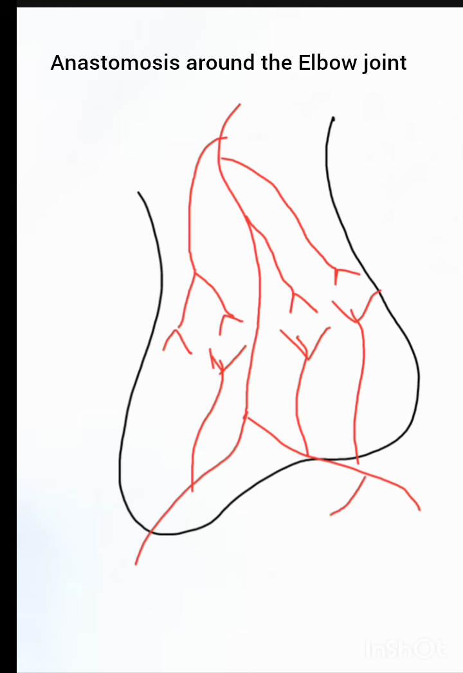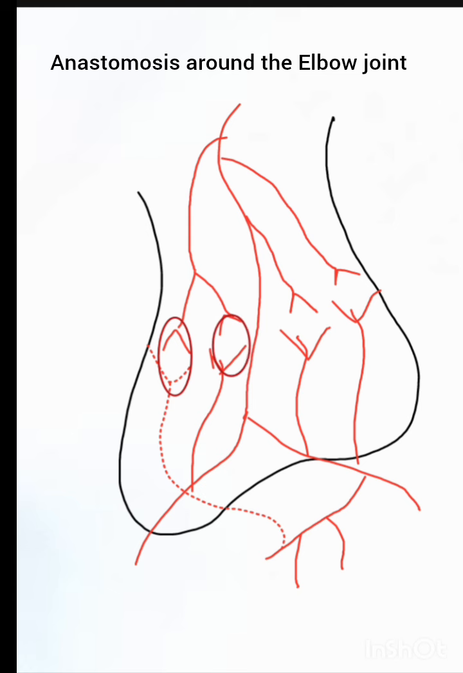Ulnar artery has three branches: posterior interosseous, anterior interosseous, and common interosseous branches. And the posterior interosseous gives a branch which forms the anastomosis with the middle collateral artery. This branch is called interosseous recurrent artery. And these are the four anastomoses.